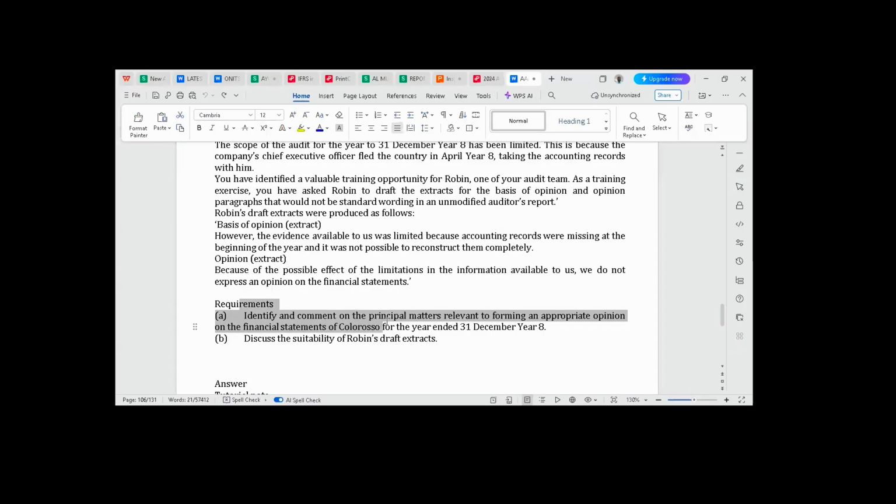Identify and comment on the principal matters relevant to forming an appropriate opinion on the financial statement of Coloroso for the year ended 31 December year 8 and discuss the suitability of Robin's draft report. Look at the requirements. Identify and comment on the principal matters relevant to forming an appropriate opinion on the financial statement of what? Coloroso for the year ended 31 December 20, year 8.